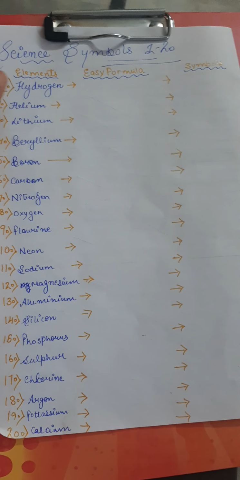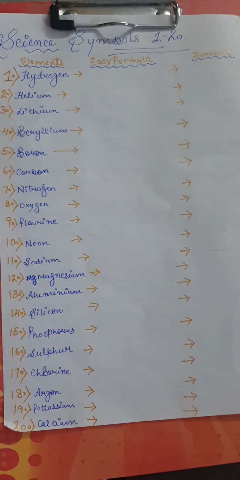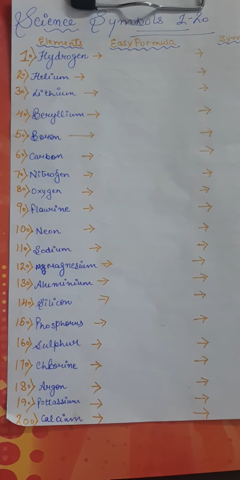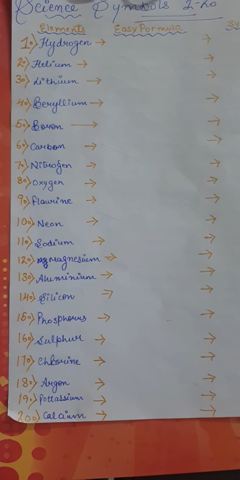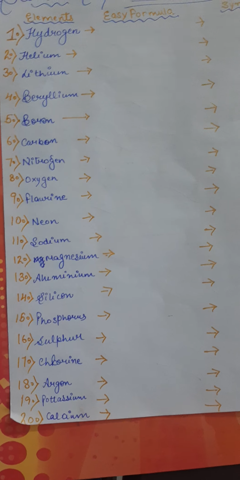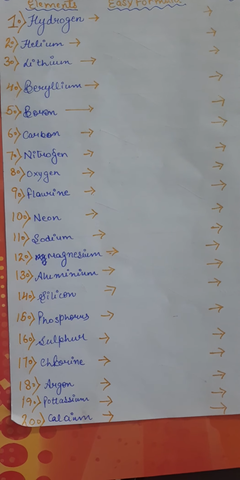Today we are going to study science symbols from 1 to 20. We are going to study elements and symbols of elements. Firstly, we need to understand what elements are.